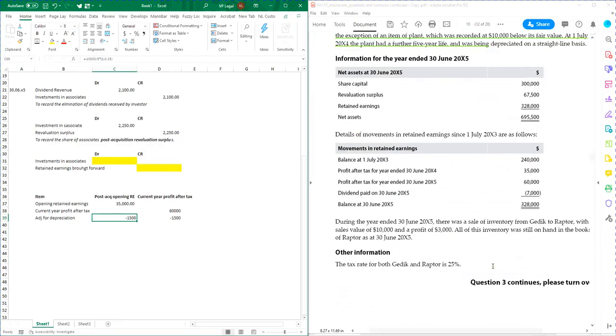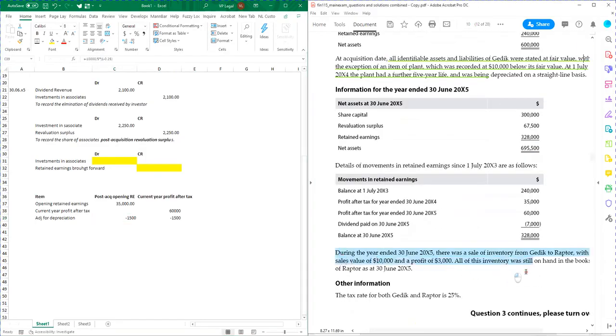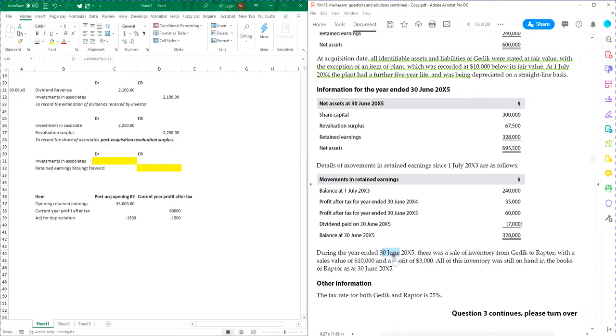Okay, so let's look for some further adjustments in here. So there was a sale of inventory during 30 June 2015, so current year, with a sales value of 10,000 and a gross profit of 3,000. All of this inventory was still on hand in the books of Raptor as at 30 June 2015. So basically what we need to do here is adjust out this profit. Similar to how we adjusted our dividend income already, we need to adjust this profit out from our current year's profit after tax.